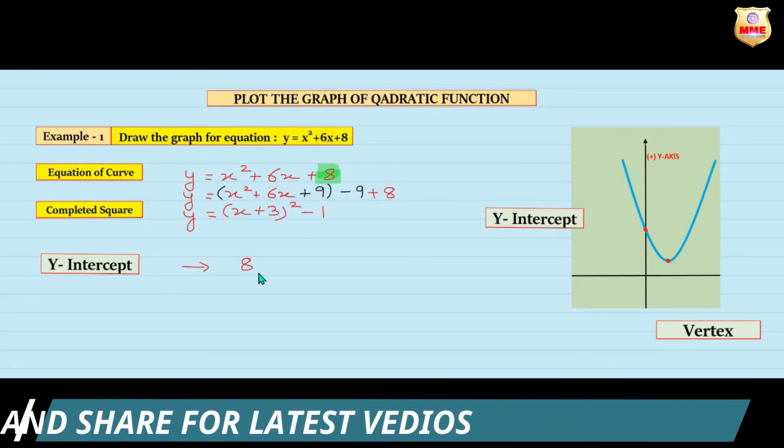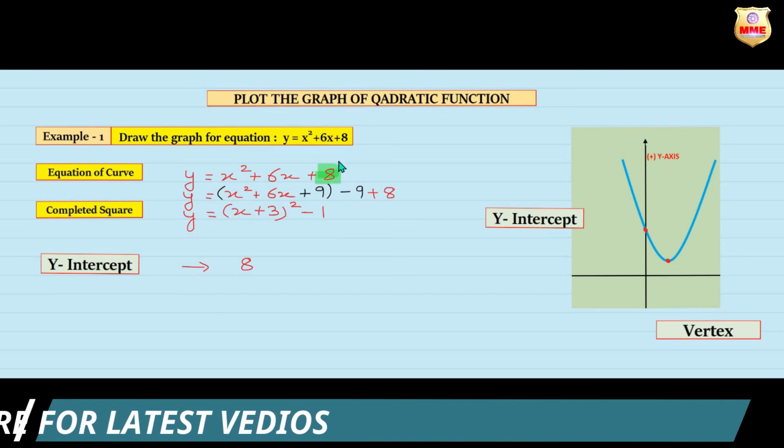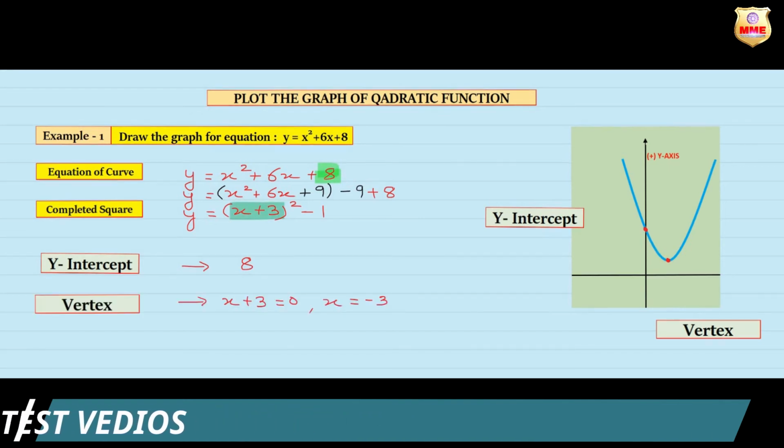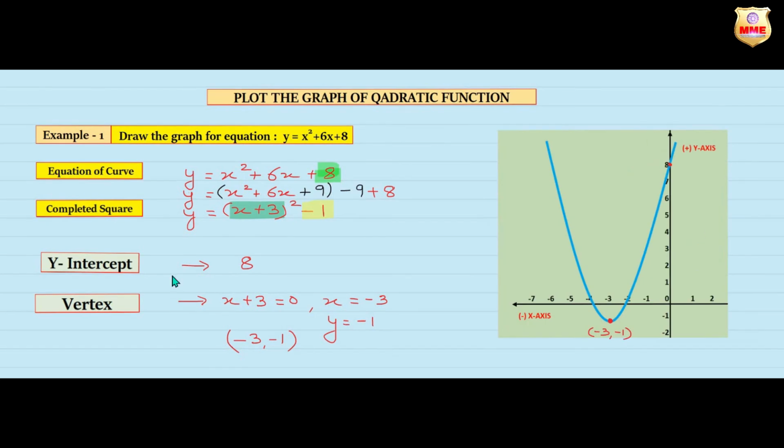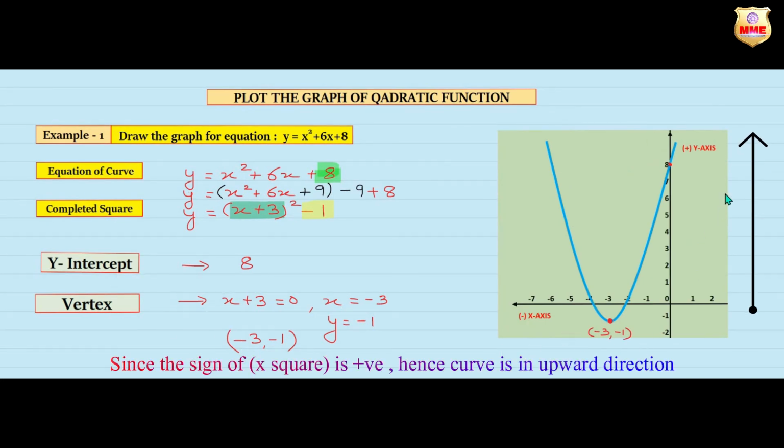The y-intercept will always be the constant term which is given in the equation. The x-coordinate of the vertex will be generated from here, that is x plus 3 equal to 0, so x will be minus 3. And the y-coordinate of the vertex will be minus 1. So the x and y coordinates of the vertex are minus 3 and minus 1. With the help of the y-intercept and vertex, we can easily draw a graph here, as you can see. The vertex is minus 3, minus 1 and the y-intercept is 8.